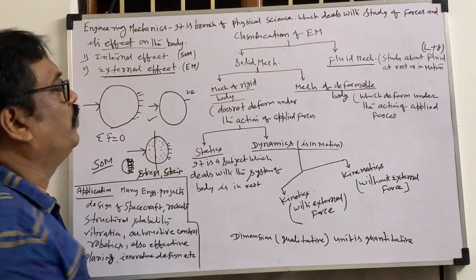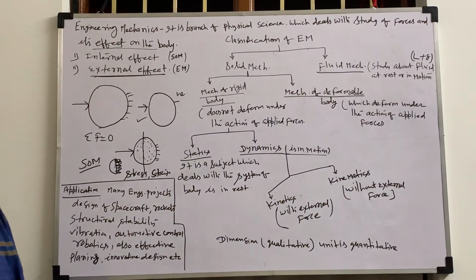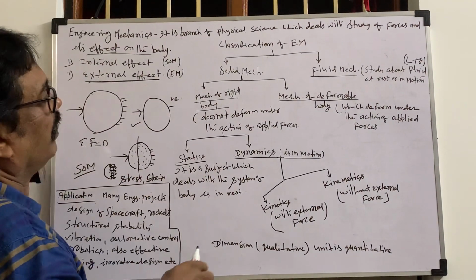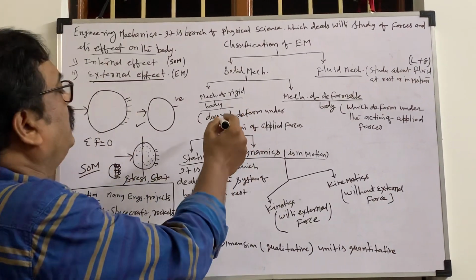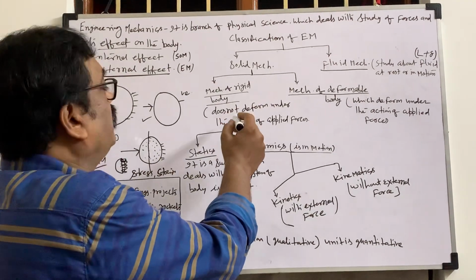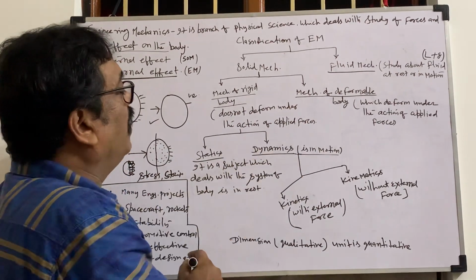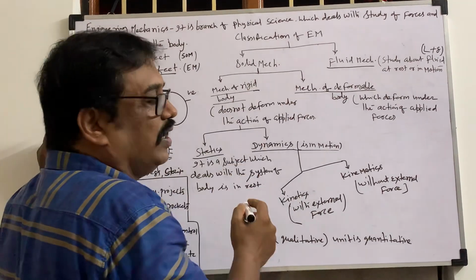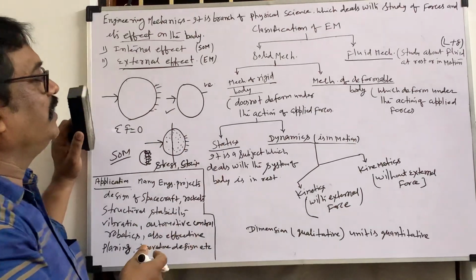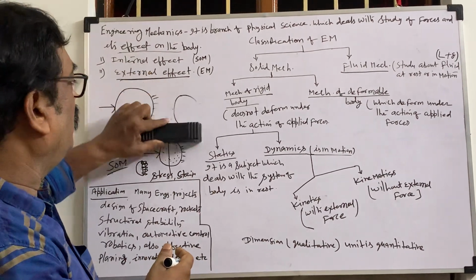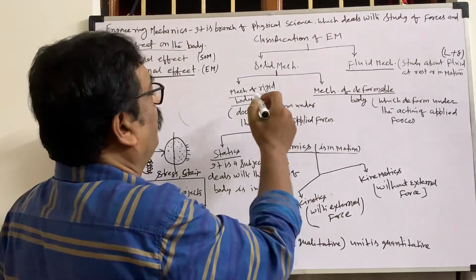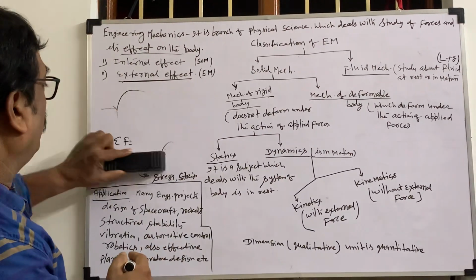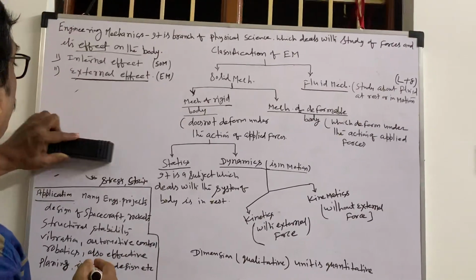In solid mechanics we have two types: mechanics of the rigid body and mechanics of the deformable body. So what is the meaning of rigid body? It does not deform under the action of the applied force. That is called a rigid body. Actually speaking, you cannot see a body that is perfectly rigid. Generally all bodies are deformable, but for engineering mechanics we are assuming the body is a rigid body.